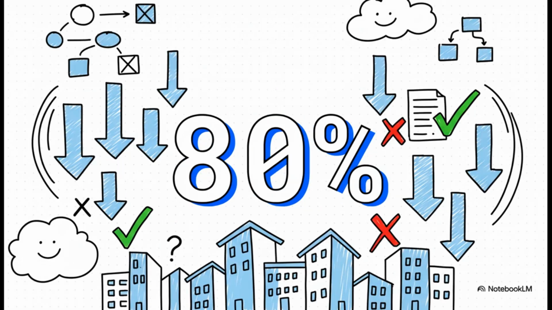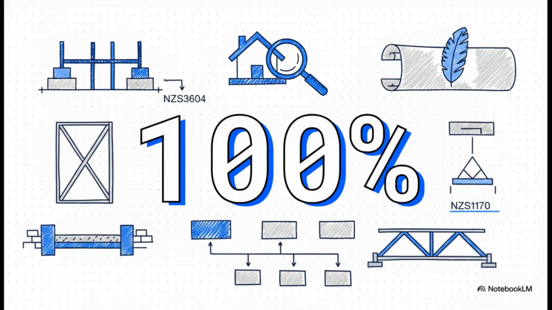Next, an 80% reduction in consenting RFIs. Those requests for information from the council that can bring a project to a grinding halt. Because Nodey's reports are so clear and so consistent, there are way fewer questions and delays. That means a much smoother and faster approval process. And finally, this one is huge for your peace of mind. 100% code compliance accuracy. This system automatically applies the latest New Zealand standards, things like NZS 3604 and NCS 1170. So you can be completely confident that every design is up to code, without any of the guesswork.